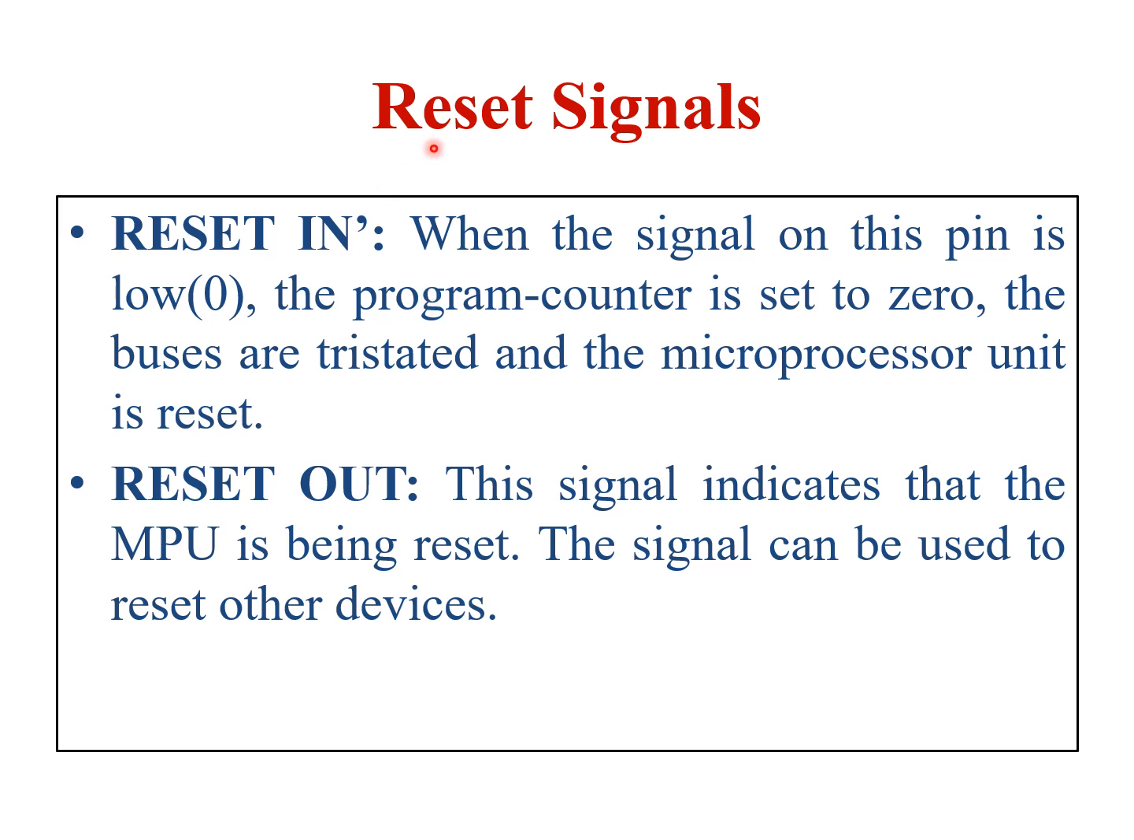Then let us see some of the reset signals. Reset in and reset out are the 2 pins. When the reset in pin is low, the program counter is set to 0, the buses are tri-stated, and the microprocessor is reset. So this pin states that the microprocessor is going to reset. And reset out indicates that the microprocessor is being reset. In this case, it is going to reset other devices. When the microprocessor sends this, the other devices will come to a reset.